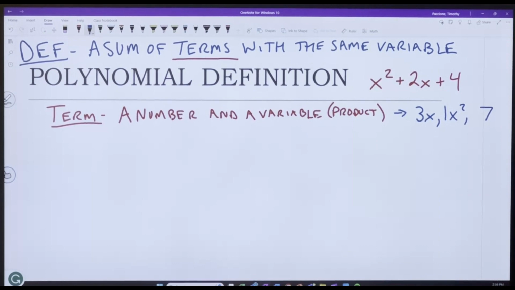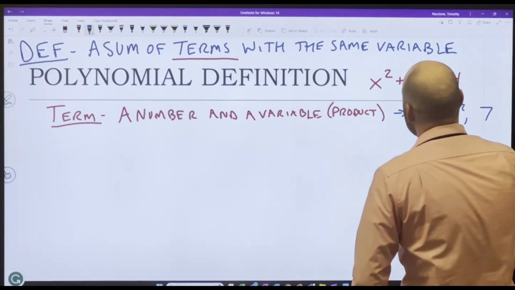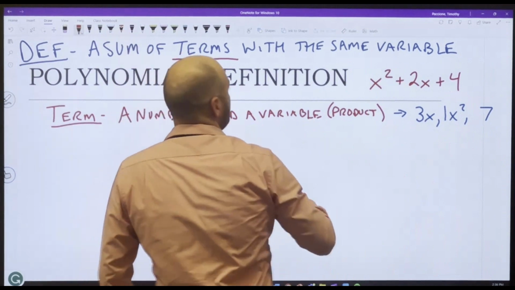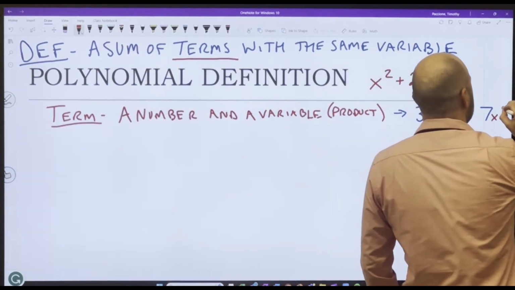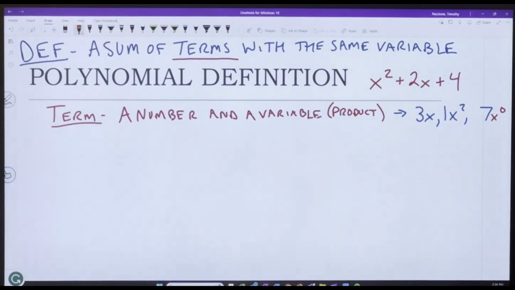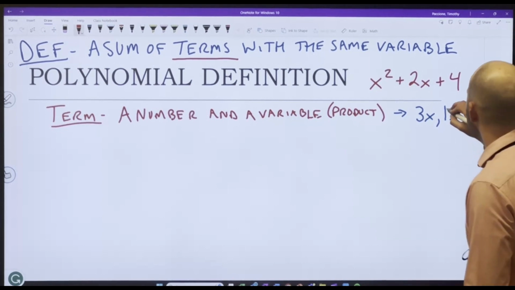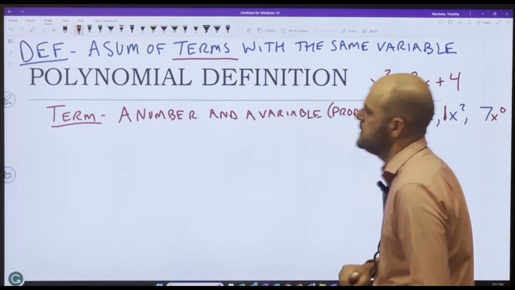It is there in spirit. There's a little imaginary x to the 0 next to it. No, this isn't imaginary numbers. I was just using the word imaginary in a funny sense. X to the 0 is 1. 7 times 1 is 7. So that's how you can justify this definition with those situations. So there's a little 1 in front of that, and there's an x to the 0 after that.